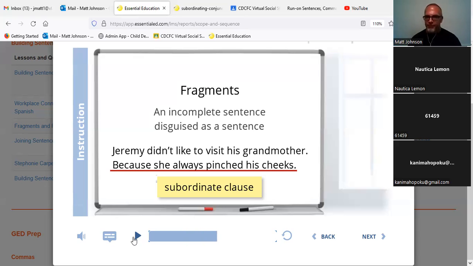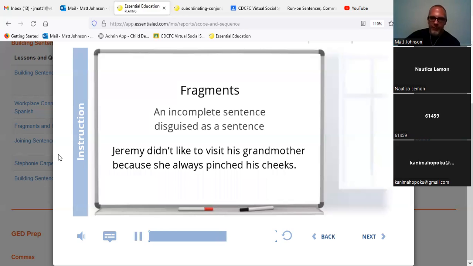It's a subordinate clause. And typically with those subordinate clauses, if you remove the subordinate conjunction, you have a complete sentence, right? You have everything else you need. She always pinched his cheeks. That's a complete sentence. You change the meaning and the way it's working in your sentence when you add "because." So you need a different subject and verb. In this case, it's going to be "Jeremy didn't like to visit his grandmother." That can stand on its own, and it really should be part of the first sentence like this: Jeremy didn't like to visit his grandmother because she always pinched his cheeks.